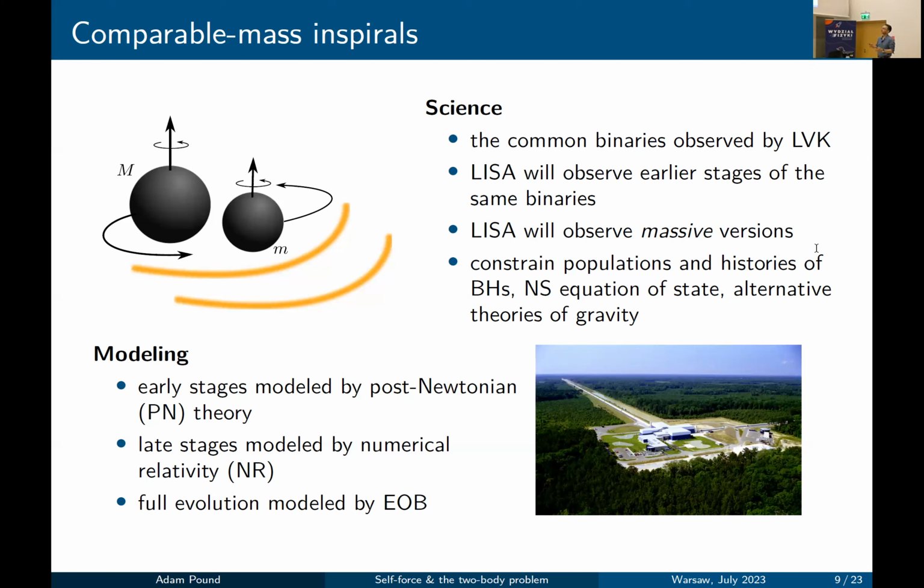So through these different kinds of detections, we'll learn about fundamental physics. We'll learn about, is GR the correct theory? We'll also learn more about the population and history of black holes over the whole cosmic history of the universe. And as I mentioned, with these kinds of binaries, comparable mass binaries, the early stages are well modeled by post-Newtonian theory, weak field approximation, and the late stages are modeled by numerical relativity.